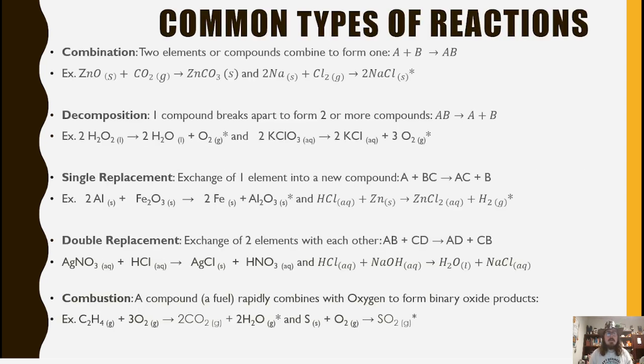So the basic reaction types are these. The combination is simply as one expects. Two elements are combining to form one new compound. Two elements, or they could be two compounds. I've given an example of each. Both of these technically classify as combination. Zinc oxide plus carbon dioxide forms zinc carbonate, also known as zincite or smithsonite. Notice that two things have now bound together into one big compound.